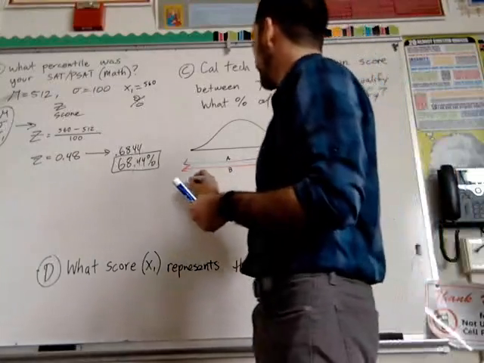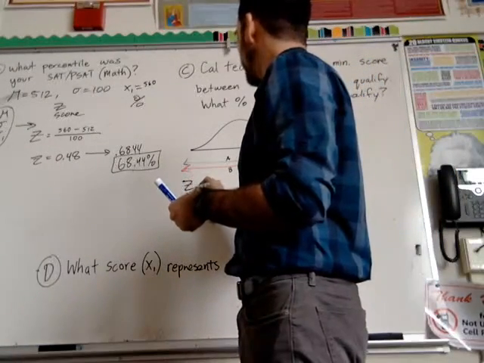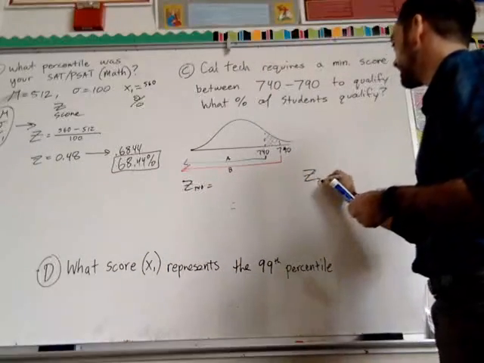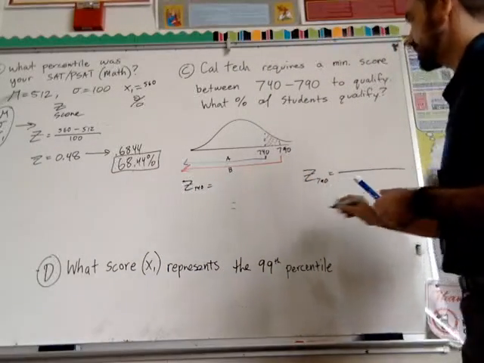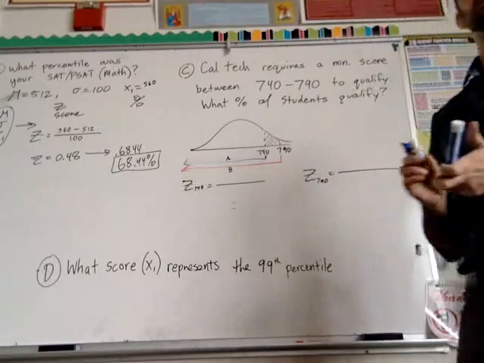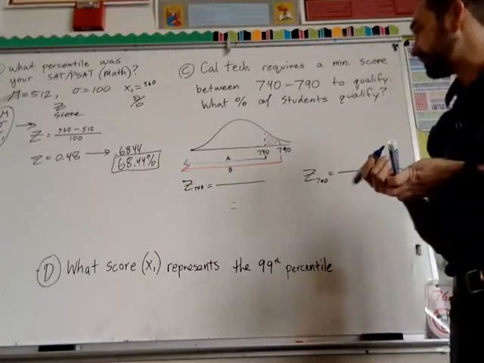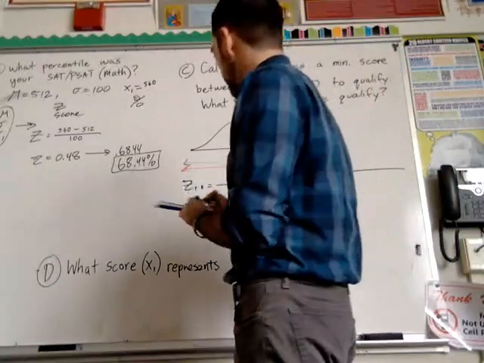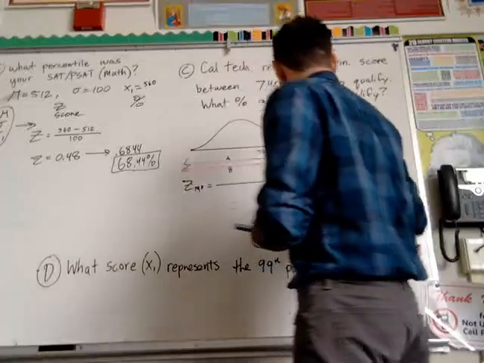We have to do the z-score for the 740. We have to do the z-score for the 790. So go ahead and do those two. Do those two out, find your percentages. All you then have to do is subtract them. In fact, I'll put 790 on the left so that we can even subtract them straight up.